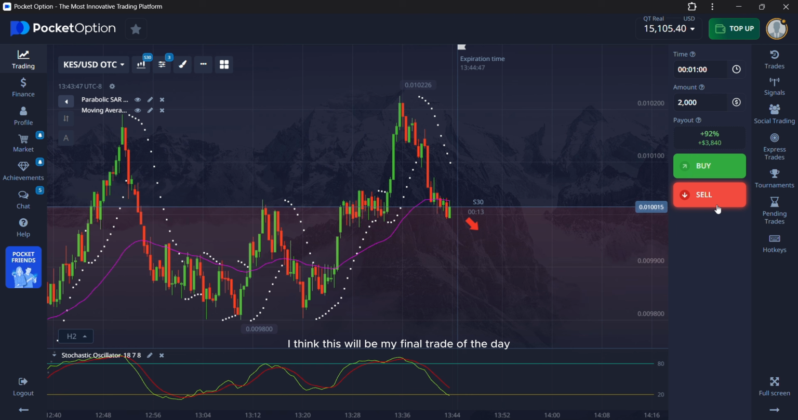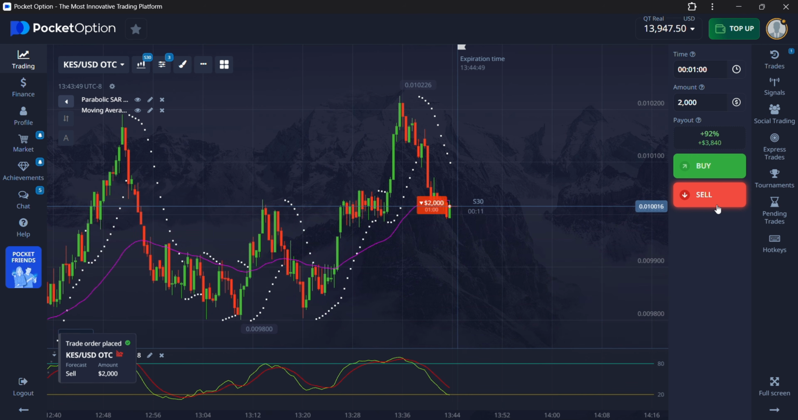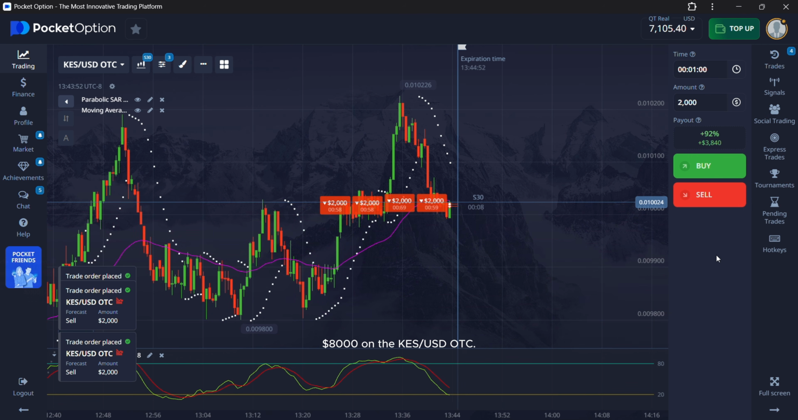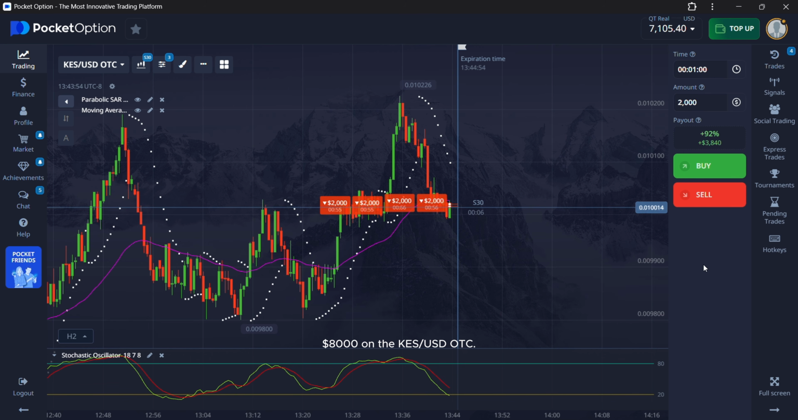I think this will be my final trade of the day. $8,000 on the Kenyan shilling to US dollar. This is one of those rare situations where the technical picture comes together perfectly. A strong upward impulse has reversed into a clear downtrend.